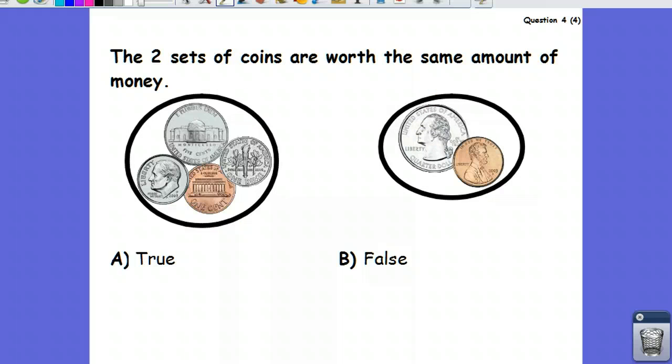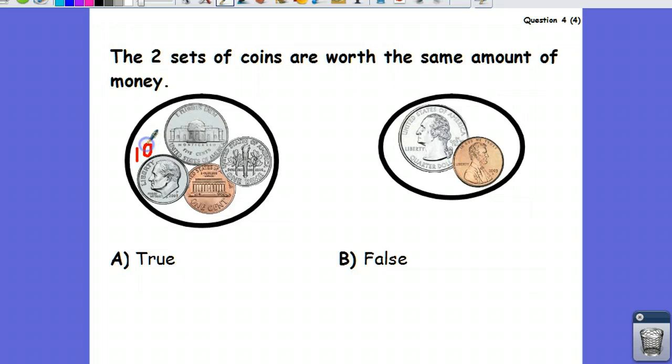And our final question. The 2 sets of coins are worth the same amount of money. True or false? Press pause to write your answer. Press play to check. When I see a collection of coins like this that aren't in order, I start with the biggest coins, the highest value coins first, and those are the dimes.